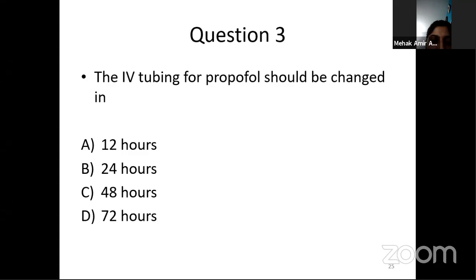Yes, it's correct. The 12 hours. The Propofol infusion tubing should be changed after every 12 hours, and it should be marked. The tubing and the infusion syringe should be marked properly. Yes, you are all correct.